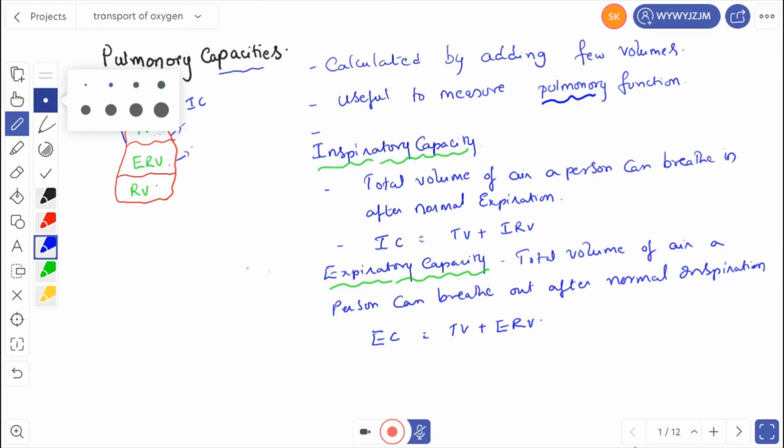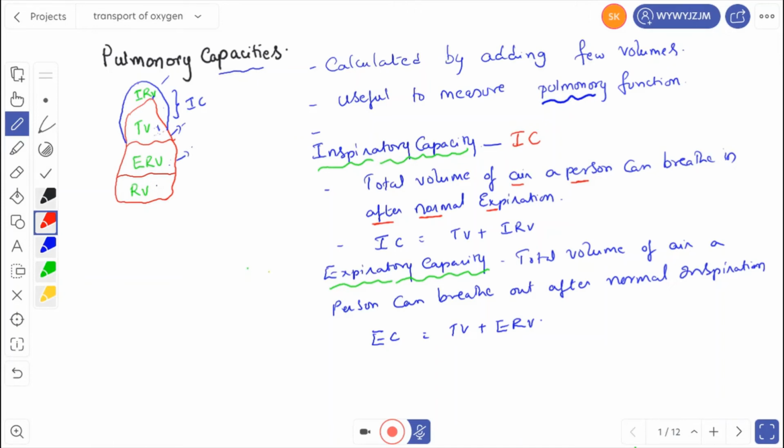Now let us see the pulmonary capacities. First one is inspiratory capacity, represented as IC. What is inspiratory capacity? Total volume of air a person can breathe in after normal expiration. By normal expiration, you are sending out only tidal volume. So how much air can you breathe in after normal expiration? You can breathe in tidal volume and inspiratory reserve volume. You can breathe in these two.